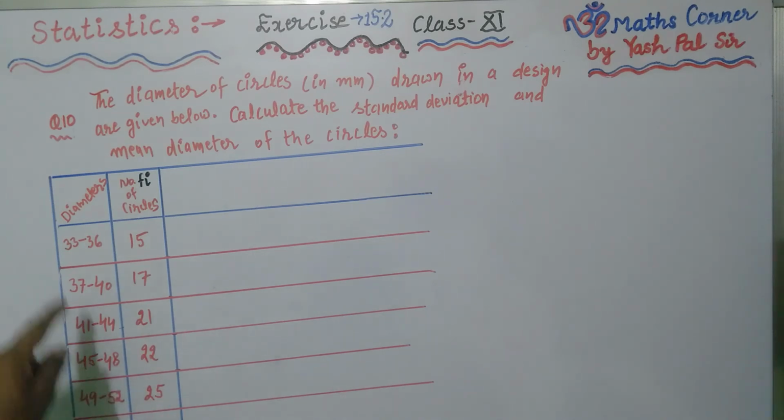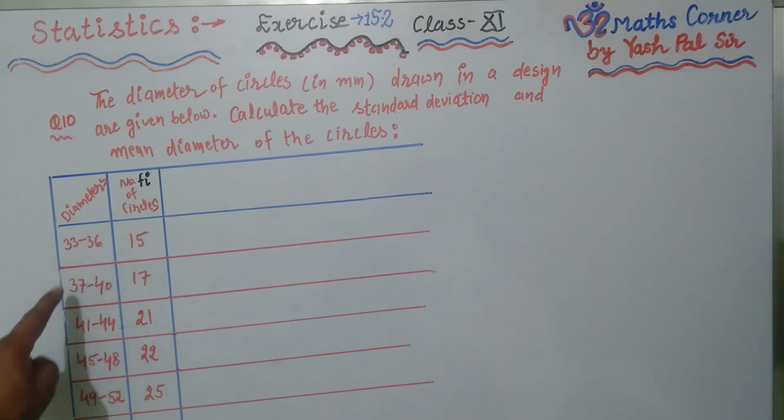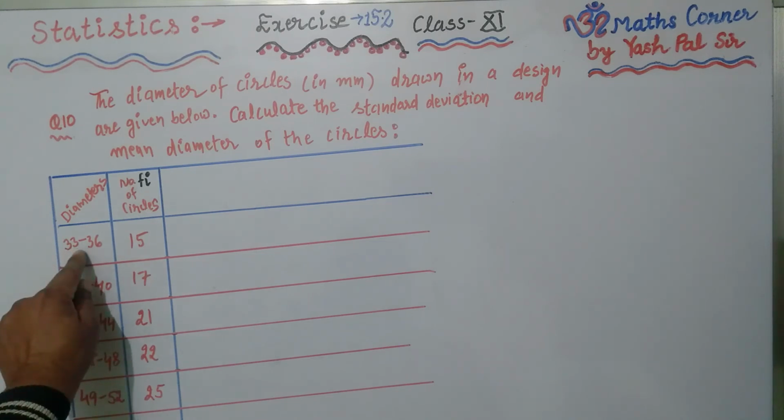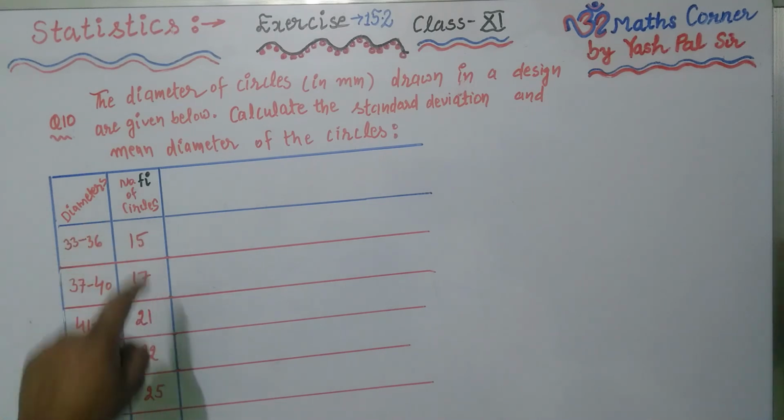But what we see here, 33 to 36, then the next class is not starting with 36, it is starting with 37. So what is there? These class intervals are discontinuous. In order to make these class intervals continuous, what is the process? We subtract 0.5 from the lower limit and add 0.5 to the upper limit. 33 minus 0.5, 36 plus 0.5.